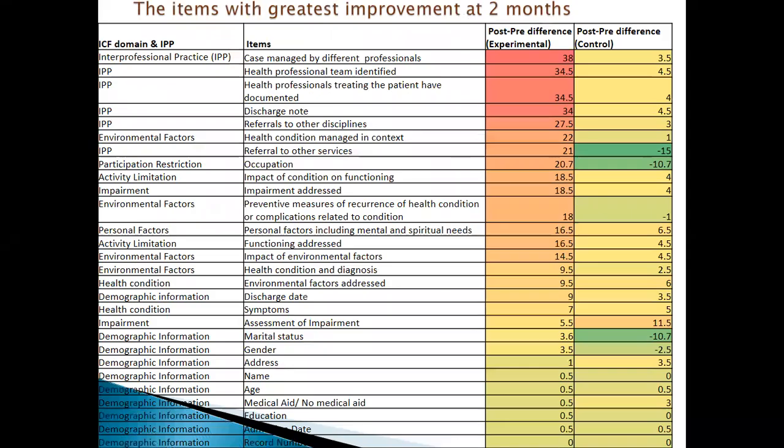What are the areas of improvement? It was very amazing that the interprofessional collaboration part was the first to be improved, followed by the environmental factors part, and then participation and activity limitation. The demographic information and other information related to health diagnosis were not much improved because they were even higher at baseline.